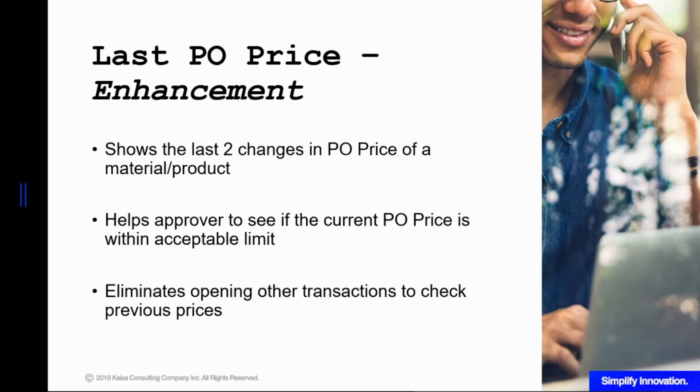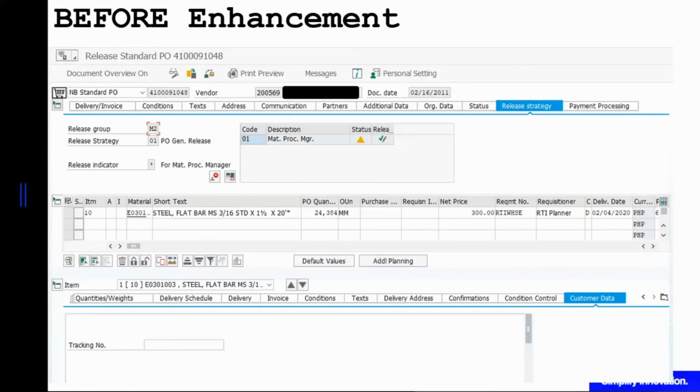So to give you an idea, I'm going to show you a sample of a PO that needs to be approved. For those of you who are not familiar, this is the ME29N transaction, which is the approval of individual POs. As you can see, we have the net price. So there's no other information about the previous prices, right?